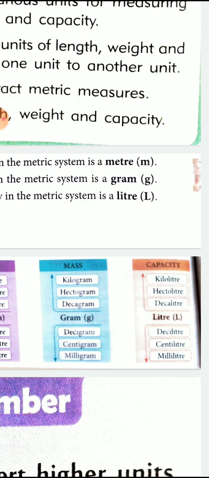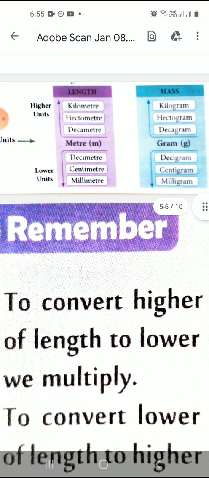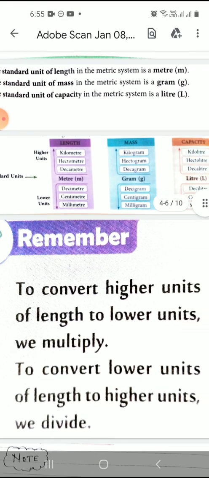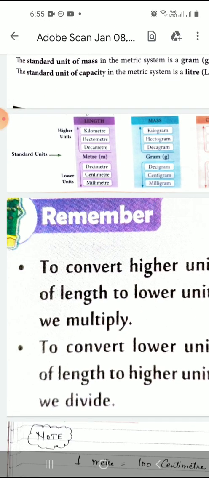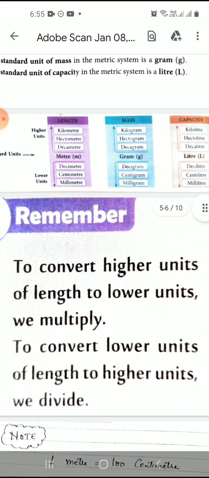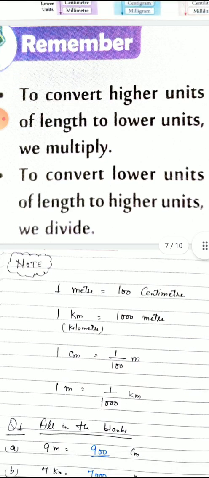In this lesson, we also learn how to convert higher units into lower units. Always remember students, when you are going to convert higher units of length to lower units, we always multiply by the multiples of 10. Okay. But when you convert lower units of length to higher units, we always divide. Okay. Now look at this.